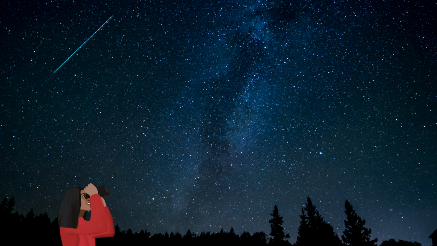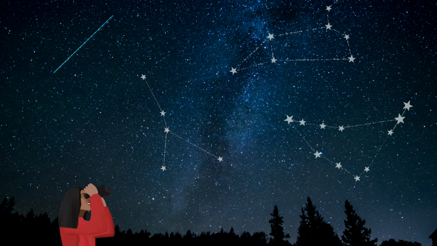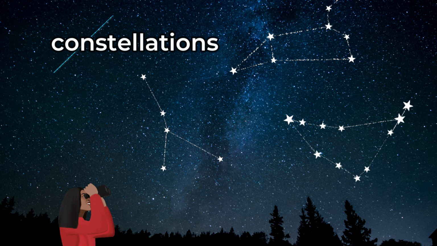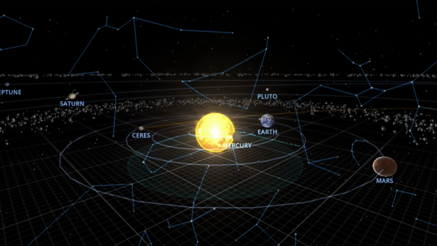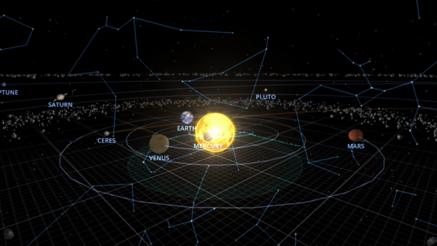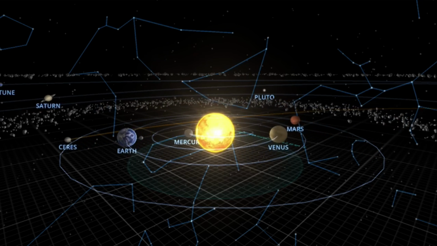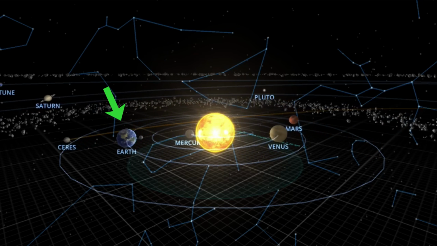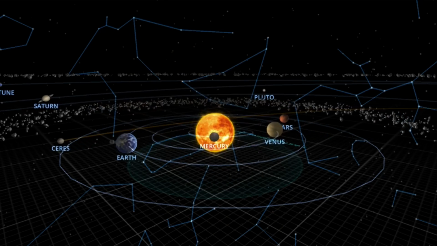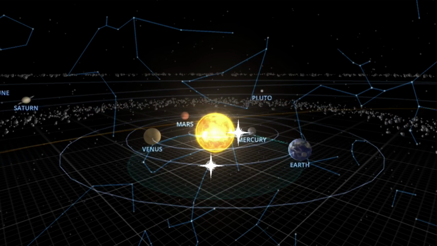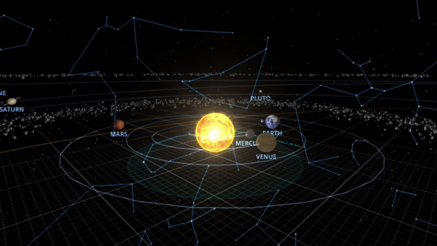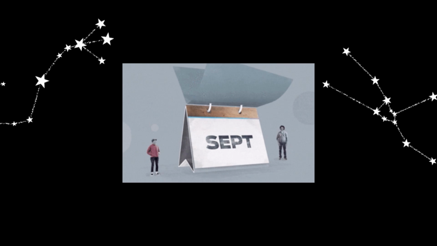Humans have always liked to look for patterns and images in the stars. These groups of stars are called constellations. As we said before, it takes 1 year for the Earth to revolve around the Sun. This means that at different times of the year, the Earth is in a different place. When the Earth is in this location, we can't see any of the stars over here. And when the Earth is in this location, we can't see any of the stars over here. That's because the Sun is so bright it stops us from being able to see any other stars that are on the other side of it. Because of this, we can only see certain constellations during certain times of the year.